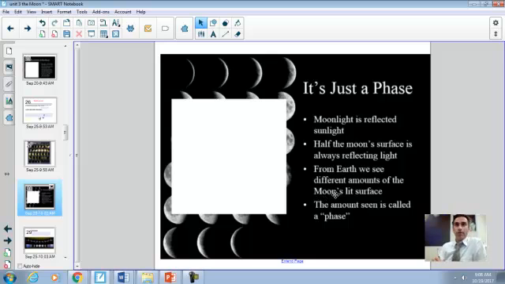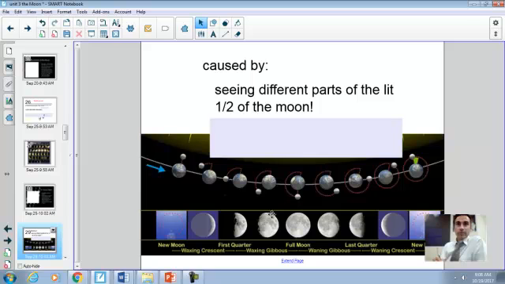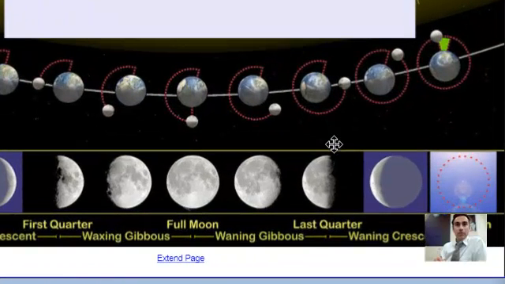The Earth has daytime and we have nighttime. And it's because we're on Earth that we are seeing different parts of this moon, this half lit phase. And that gives us our phases. So the moon phases are caused by seeing different parts of that lit up moon. It has nothing to do with Earth's shadow.